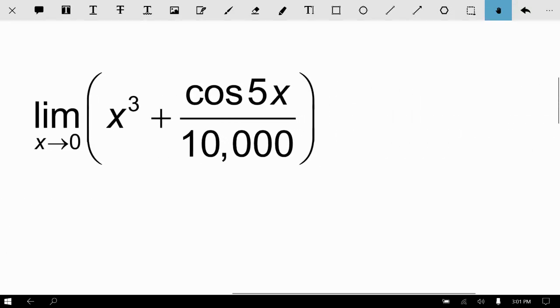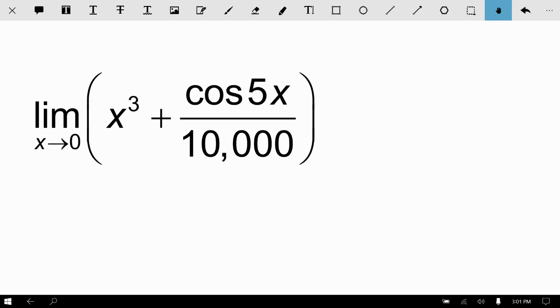All right, so another problem here, just for a little bit of practice. We've got the limit as x approaches 0 of x cubed plus the cosine of 5x, over 10,000. Now, remember those properties we looked at a minute ago. One of the properties was I can take the limit of these individual terms one at a time and then add up the result. And whatever I get is going to be the result of my limit.